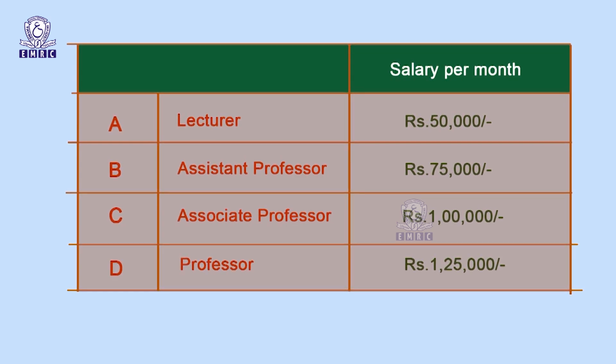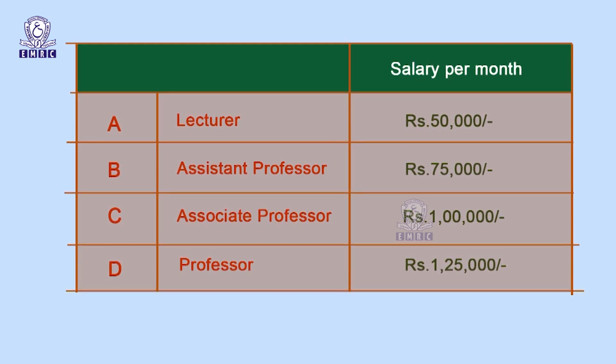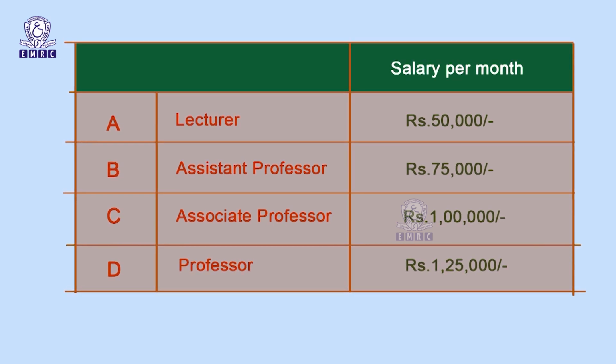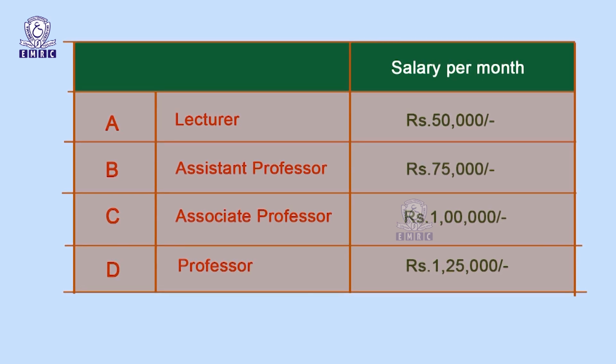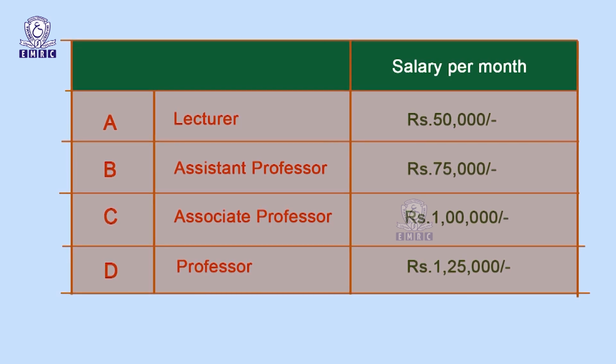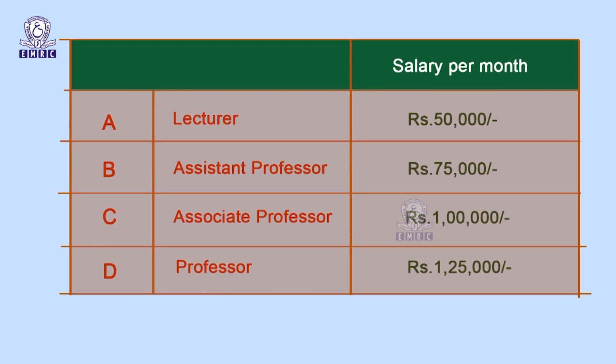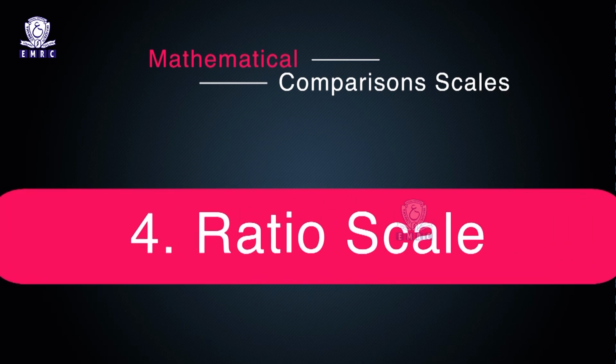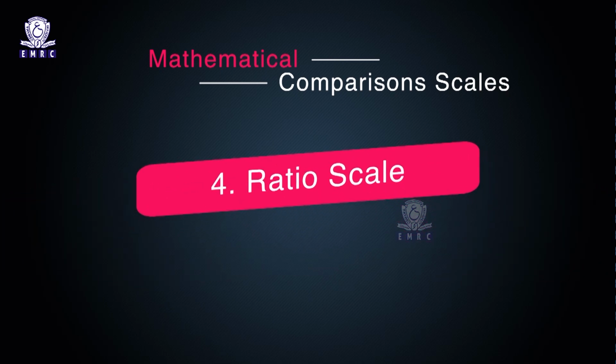Interval scales provide more powerful measurement than ordinal scales. It also incorporates the concept of equality of interval. Mean is the appropriate measure of central tendency. Now let us discuss the ratio scale. Ratio scale has an absolute or true zero of measurement.